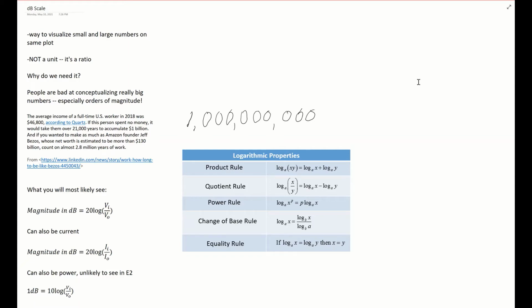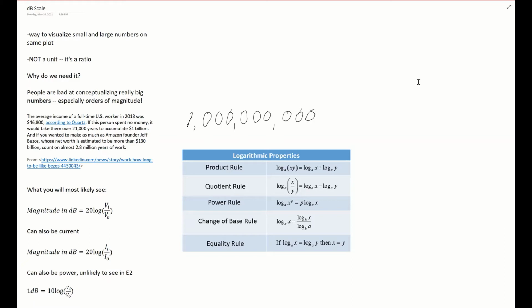And so that's one reason why we want to use it, just because it makes things easier to see. Another reason is people are honestly just really bad at thinking about things when we're talking about not just linear changes, but changes by orders of magnitude.